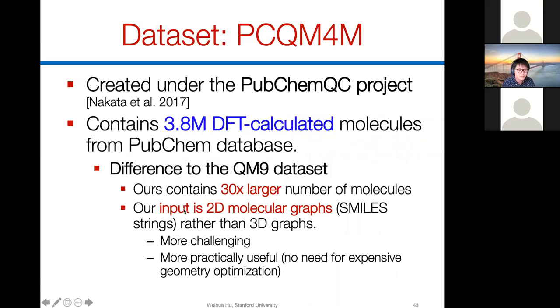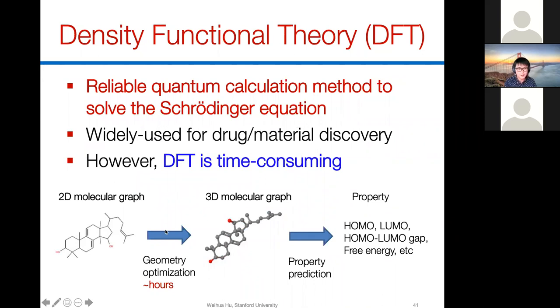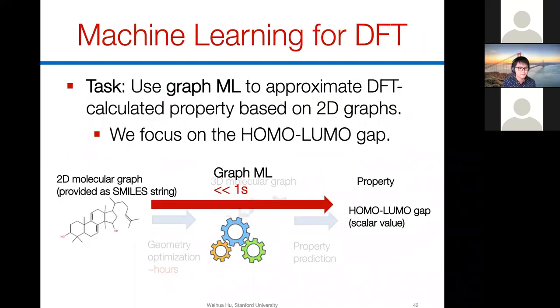Another big difference is that we assume our input is 2D molecular graphs rather than 3D graphs. This is more challenging and more practically useful because, as I said before, the most time-consuming step is computing the 3D molecular graphs from the 2D graphs. Our task is to take the 2D molecular graph directly as input and predict the HOMO-LUMO gap, while QM9 assumes the 3D molecular graphs are given. But that graph itself is very time-consuming to compute, so our task is much more meaningful.